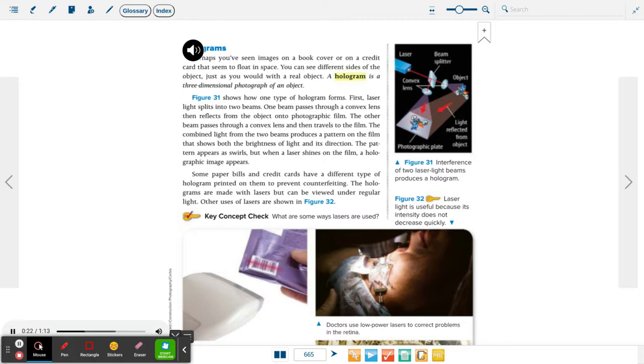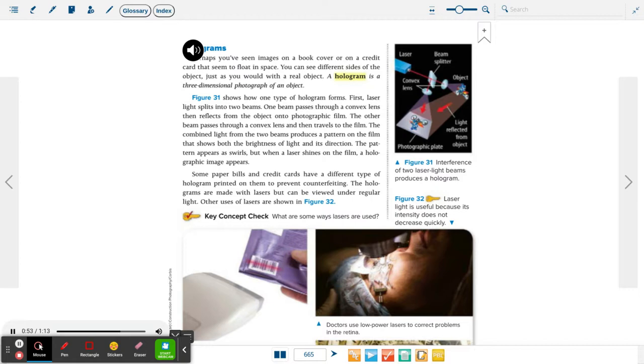First, laser light splits into two beams. One beam passes through a convex lens, then reflects from the object onto photographic film. The other beam passes through a convex lens and then travels to the film. The combined light from the two beams produces a pattern on the film that shows both the brightness of light and its direction. The pattern appears as swirls, but when a laser shines on the film, a holographic image appears.